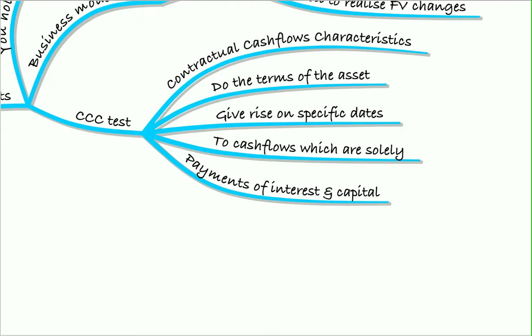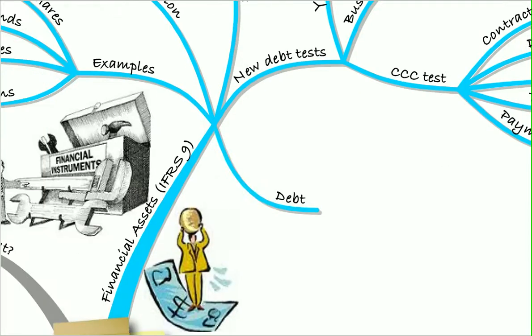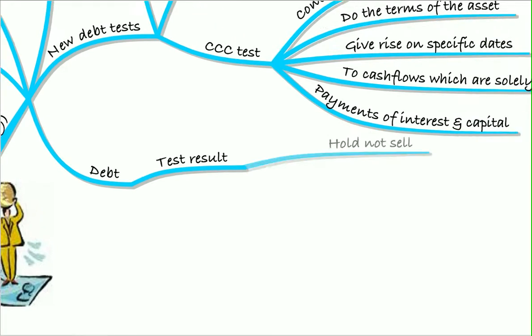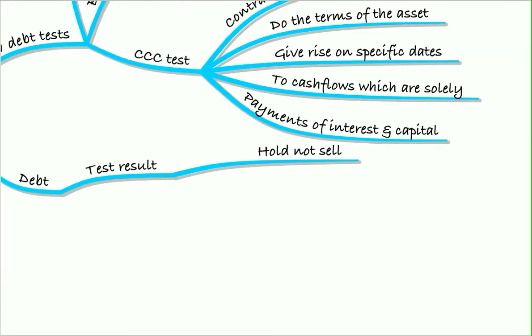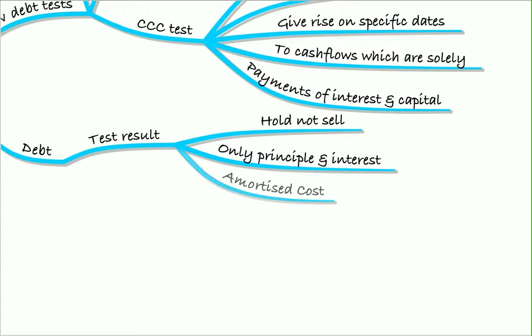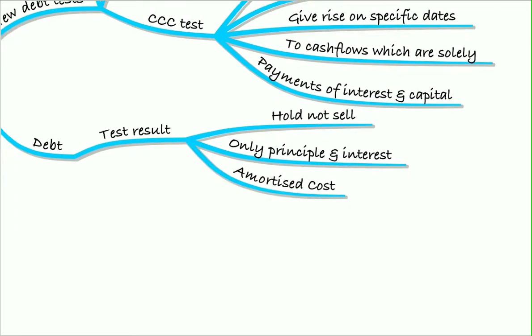Basically, all other bonds will just have interest and capital paid on them. So that's the question we need to ask ourselves. When we're looking at debt, we need to check what our test results were. If our test results were that for the business model test, we're going to hold it, not sell it, and for the contractual cash flows test, it's only principal and interest, well, if it's both of those things, we'll hold it at amortized cost.